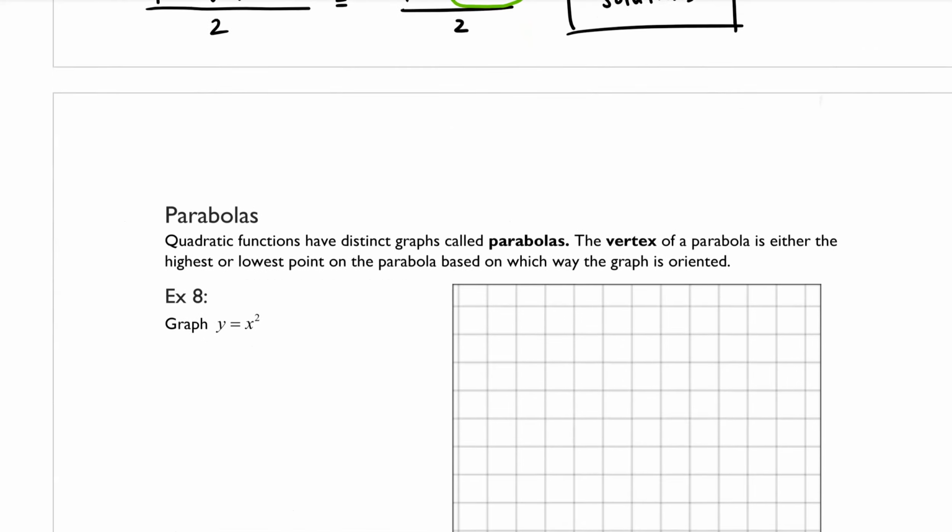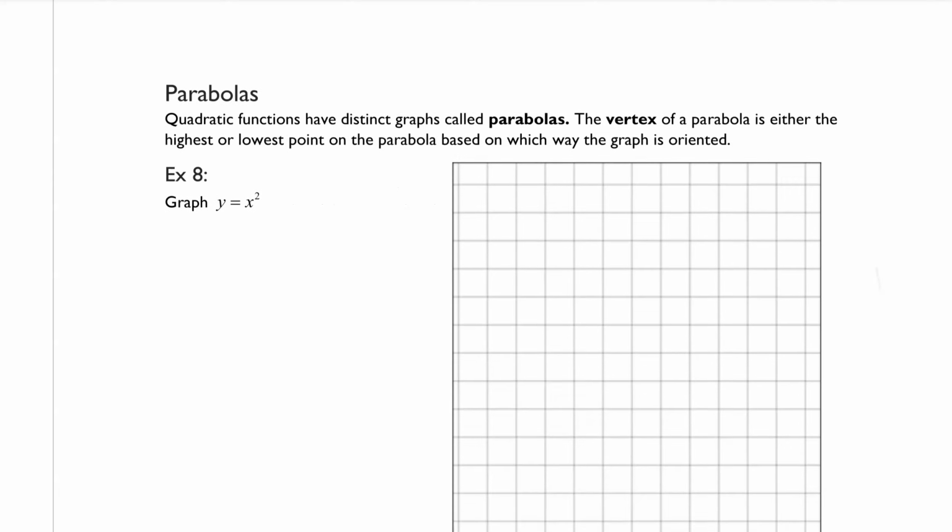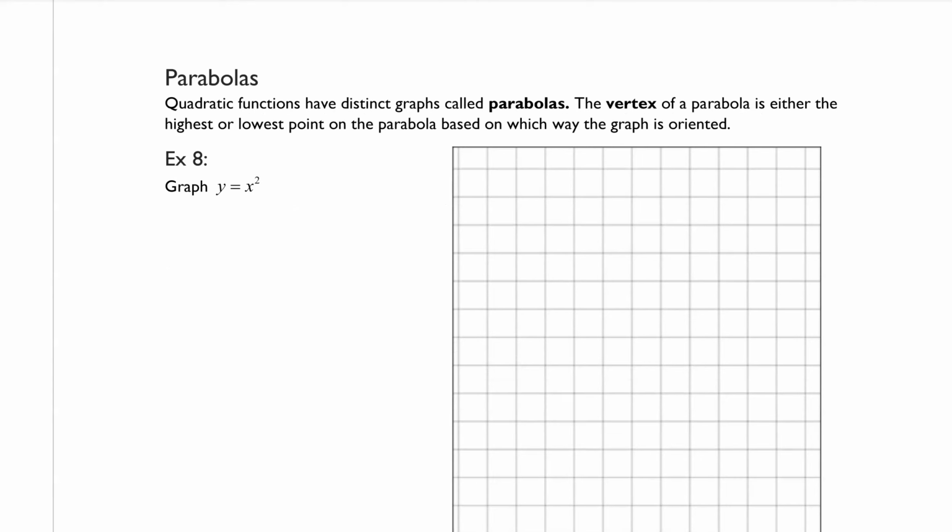But for now, let's talk about parabolas. You've probably heard this word before, but if you haven't, a parabola is just the distinct graph of a quadratic function. And if you've seen it before, it basically has a U shape. And the vertex of a parabola is either the highest or the lowest point on the parabola based on which way the graph is oriented.